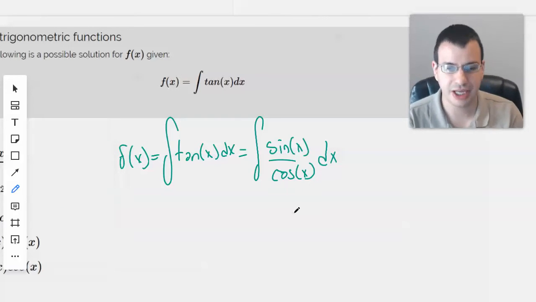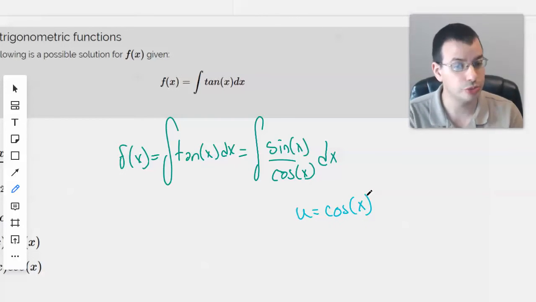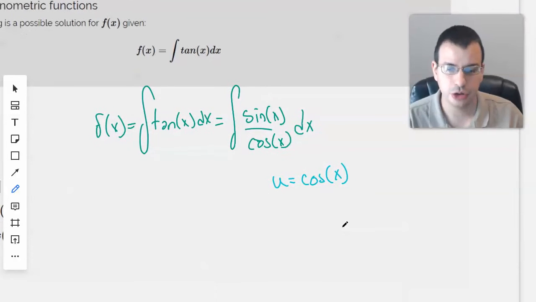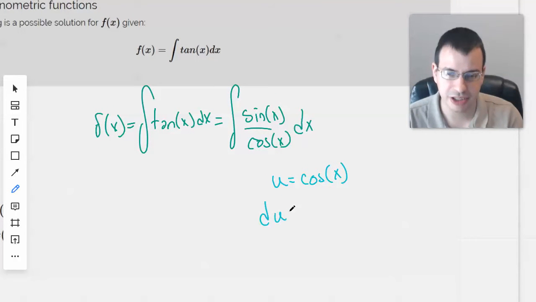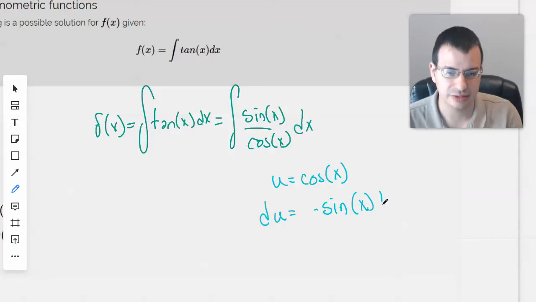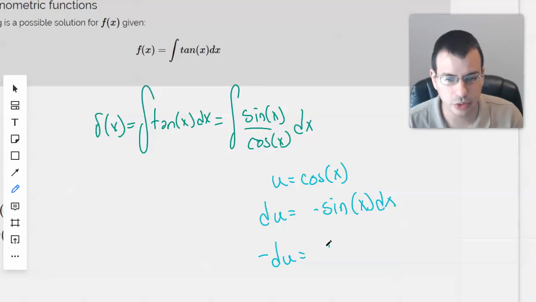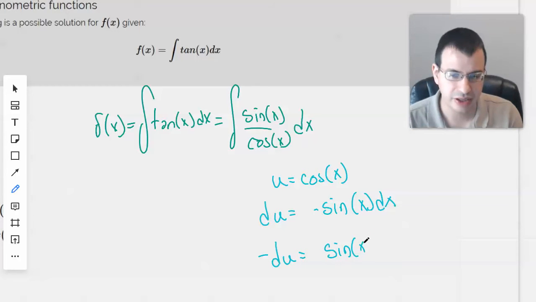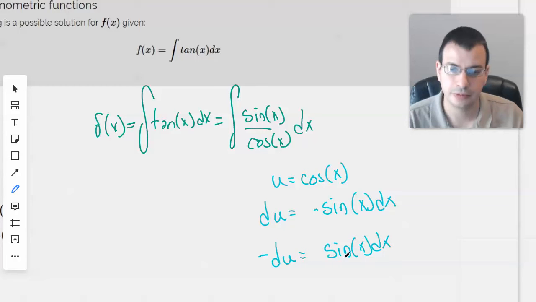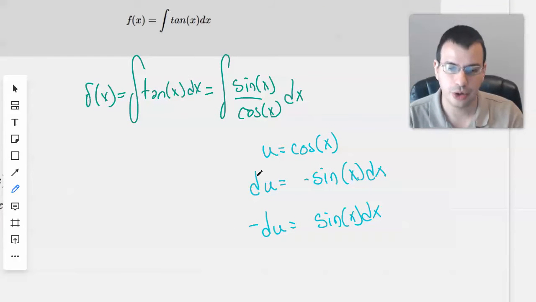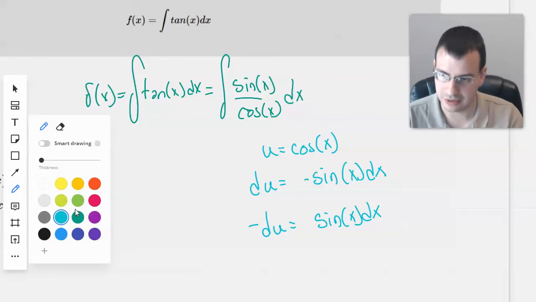But I'm going to start by saying that u equals cosine of x. And the reason is because I want the derivative to be in the numerator on top. So u equals cosine of x, du equals negative sine of x dx. Move the negative over to the other side. Negative du equals sine of x dx.